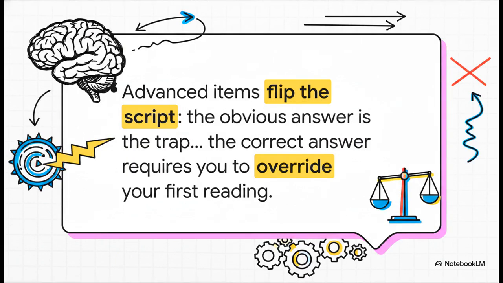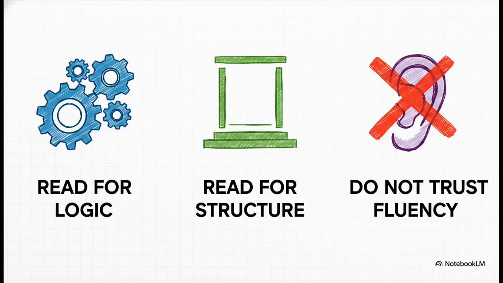And that's really why this stuff feels harder the better you get at writing. The tests stop rewarding your good instincts and start rewarding your ability to stop, step back, and systematically override those instincts. The answer that sounds obvious and fluent, well, that just became the trap. So if there's one single takeaway from all this, it's about discipline. It's a new mindset. Read for logic. Read for structure. And most importantly, do not trust fluency. Don't trust that little voice that says it sounds right.